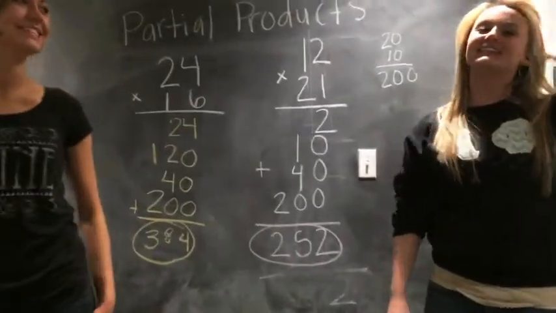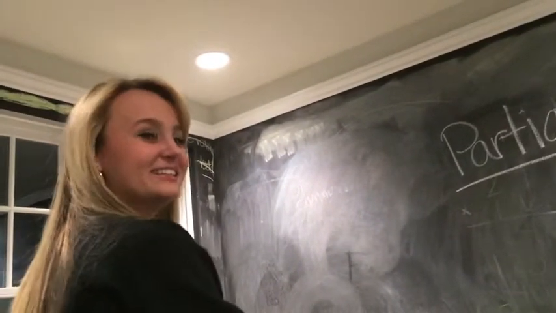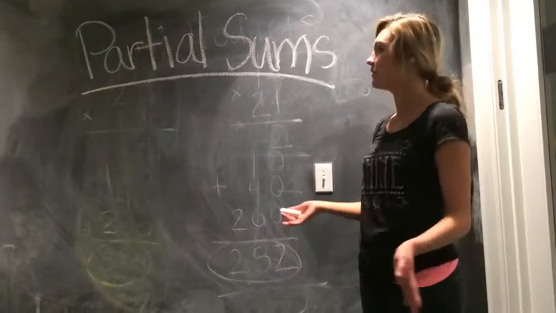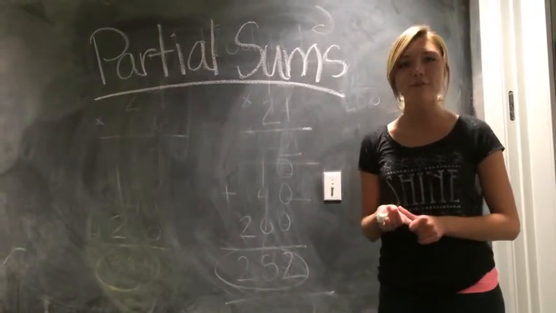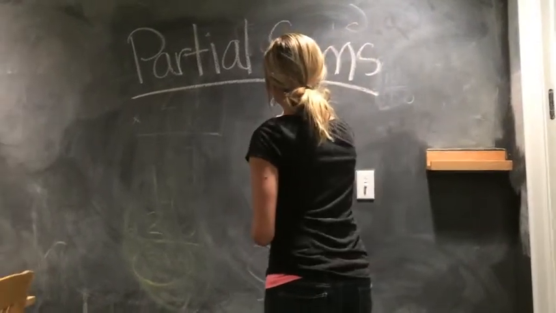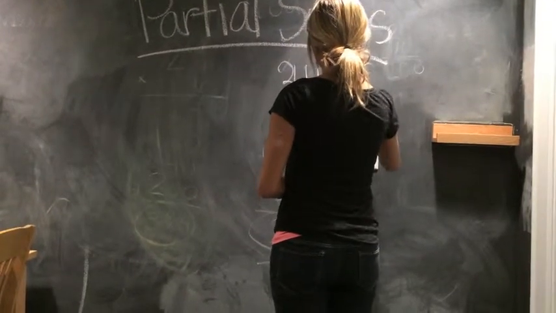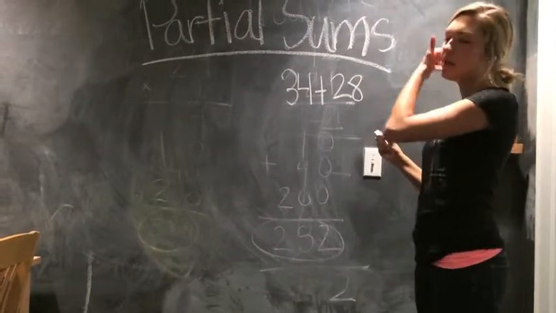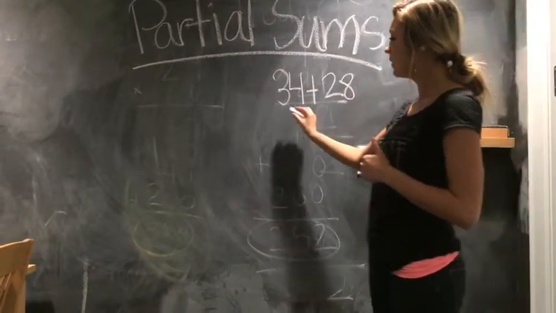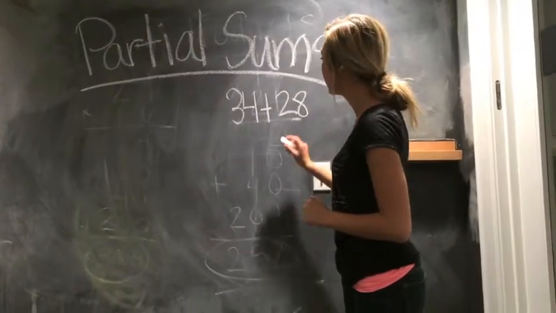Class, good morning, Mrs. Friel. Today we're going to be learning about partial sums. This is a different way to look at your traditional addition problem. So our first problem is going to be 34 plus 28. So instead of stacking them on top of each other and adding each side, we're going to look at it as a whole number and see what we can break apart to make things friendlier.